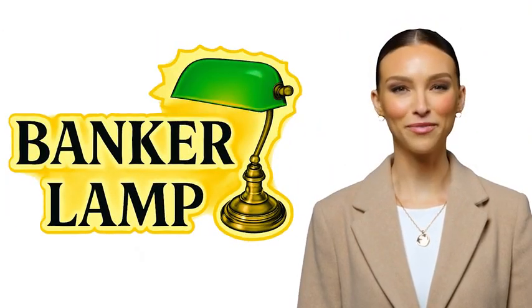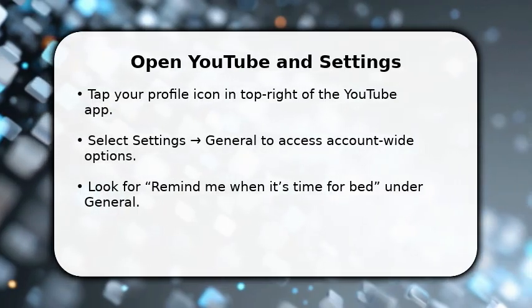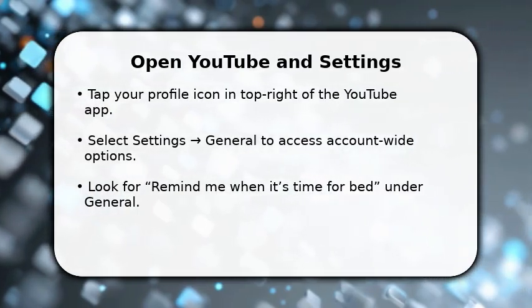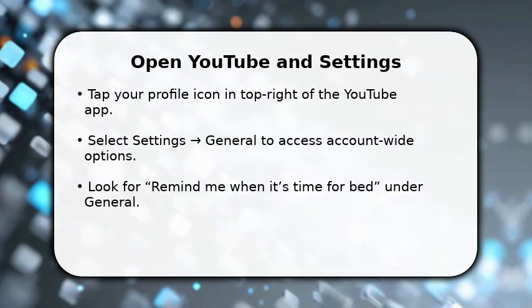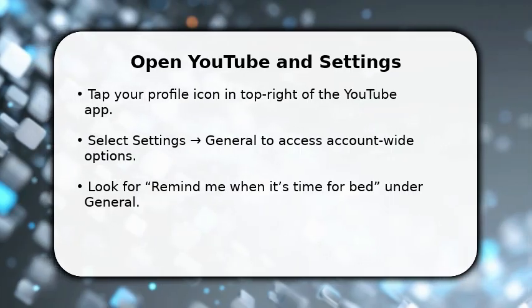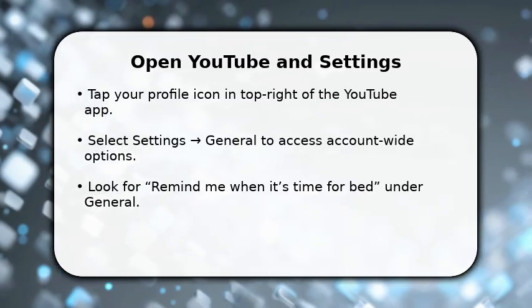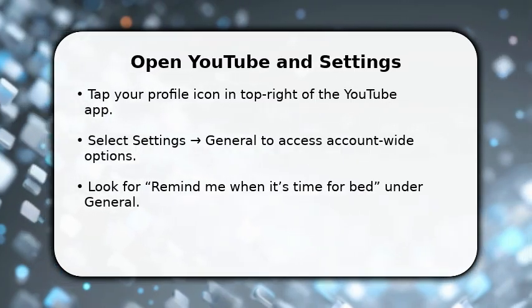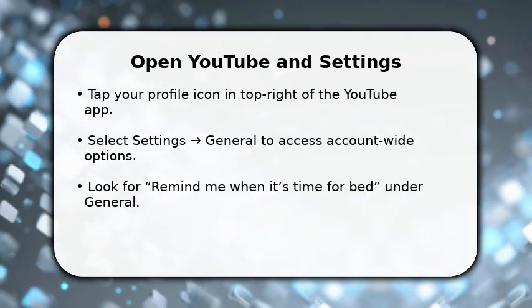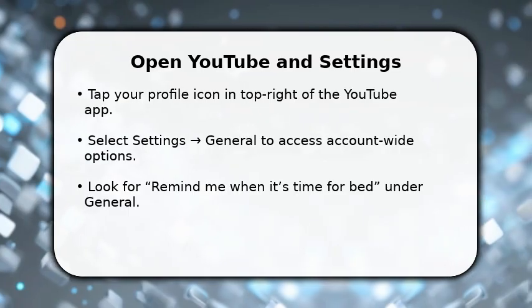Please enjoy the video. You start inside the YouTube app on your phone. You tap your profile icon in the top right corner to open account controls, then choose Settings and immediately open General. Once in General, find the option labeled Remind Me when it's time for bed. You do this now. It's the only built-in way to set a bedtime inside YouTube itself. Make sure you're signed into the account you want the reminders on so they apply correctly.